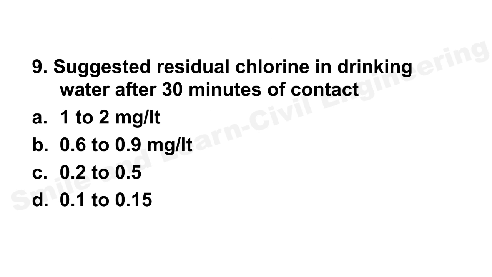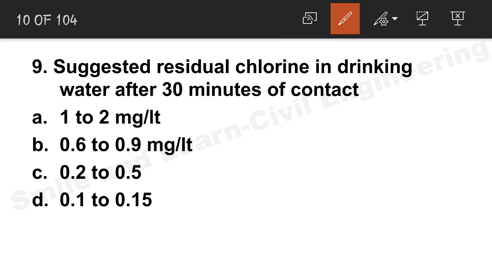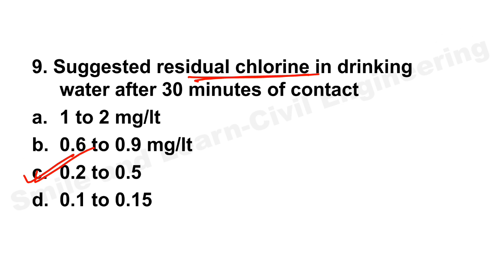Question number 9. Suggested residual chlorine in drinking water after 30 minutes of contact is normally. So residual chlorine which we will use for public water supply is 0.2 to 0.5 milligram per liter. Option C is the correct answer.